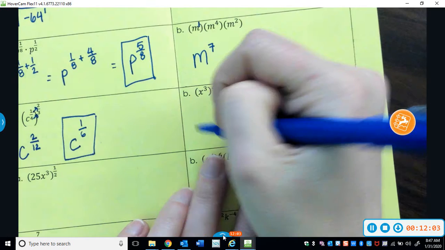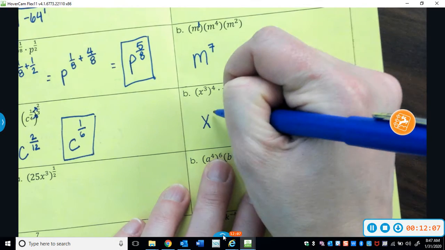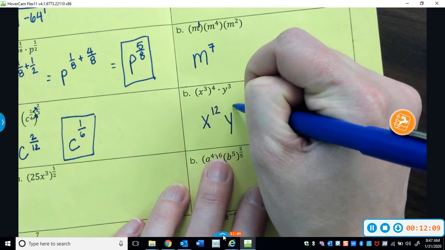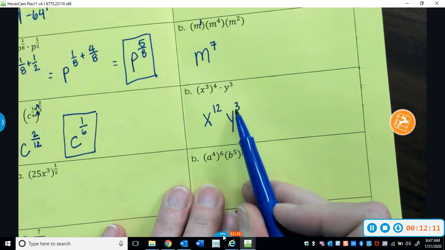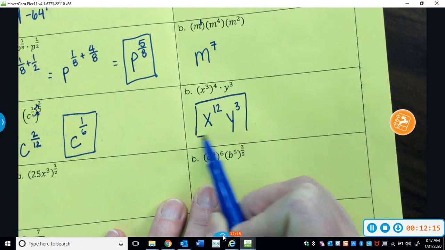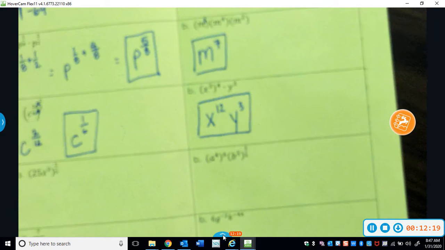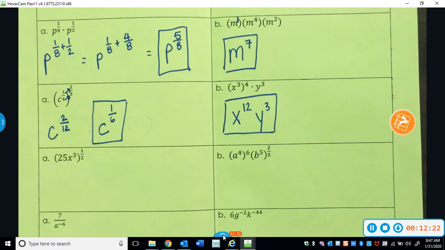So if I look at the next one, what would be the new exponent for x? Good, so it'd be 12. And then, are these alike? Can I add their exponents together, or would it stay like this? Good. Wonderful. Yep. Questions about that? All right.